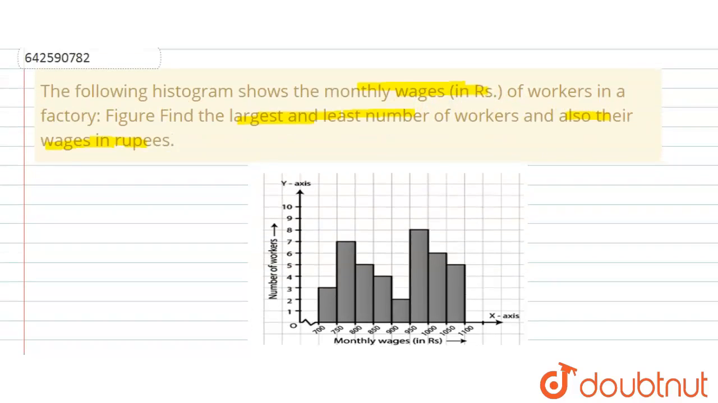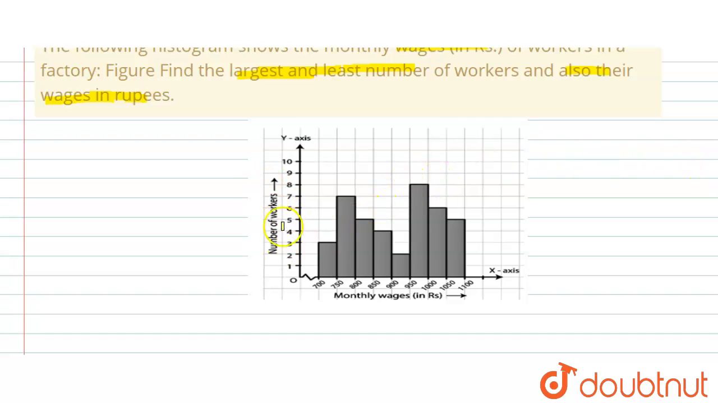So this is the histogram you can see here, my dear students. First of all, this is the x-axis and this is the y-axis. On the x-axis, the monthly wages in rupees of workers is already given, and the number of workers is on the vertical axis, that means on the y-axis. This is starting from 0 and 1, 2, 3, 4, 5 up to 10, that is the number of workers. And here up to 1100, this is the monthly wages of a worker.